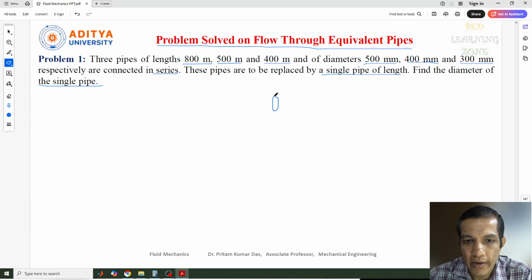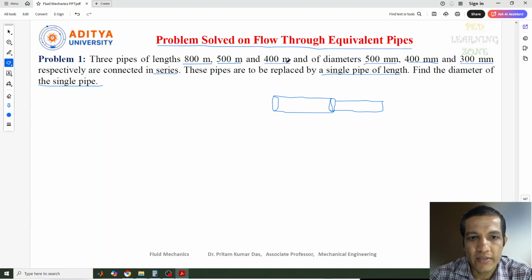Suppose this is one pipe with a length of 800 meter, and another pipe has a length of 500 meter and diameter 400. Here there is no need to mention the diameter with a circular symbol, you can just join by a line. And the third pipe has a length of 400 meter and diameter of 300. That means it is joined like this. Suppose this last, third pipe has a smaller diameter.